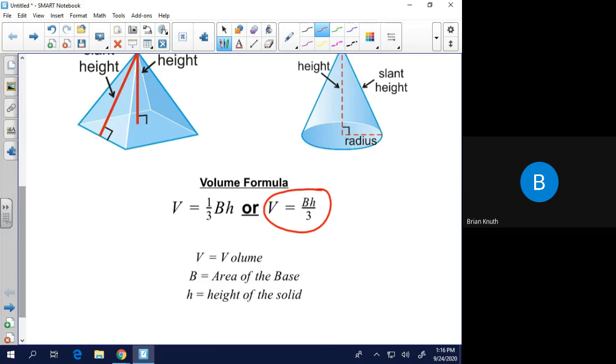So our vocab here, we have volume, which means volume of the entire object. We have a capital B, which is area of the base, and the base being right here, like the circle, okay, or right here. This looks like a square base. And then we have the small h, which is the height of the solid, okay, like this one right here, this height and this height.